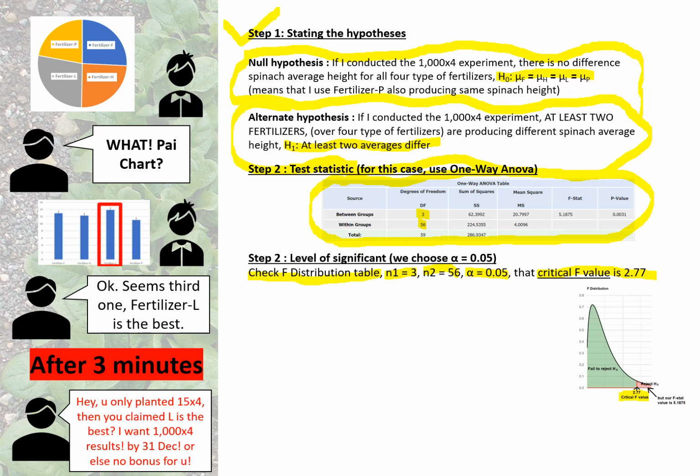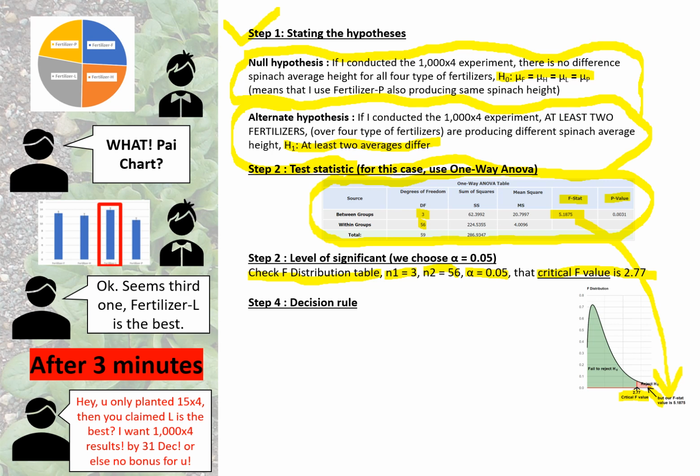And then go back to the statistic test just now. What we get, the p-value is 0.03, and the F statistic value is 5.1875. You'll see it reflected here. So it's further from 2.77.